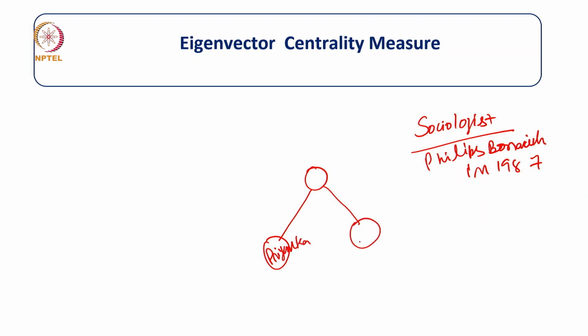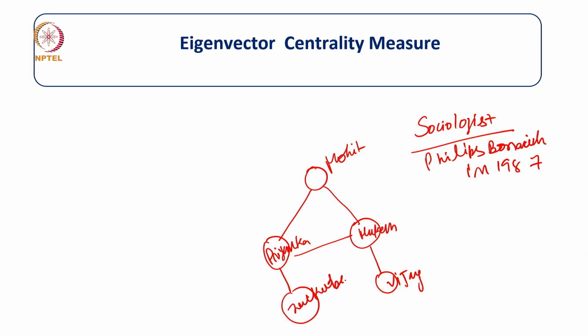Priyanka, then this is Mukesh, Mohit, this is connected to Vijay, this is Zuckerberg. Now here we see that both Mukesh and Priyanka have a degree centrality of 3, because Mukesh has 3 connections with other nodes.